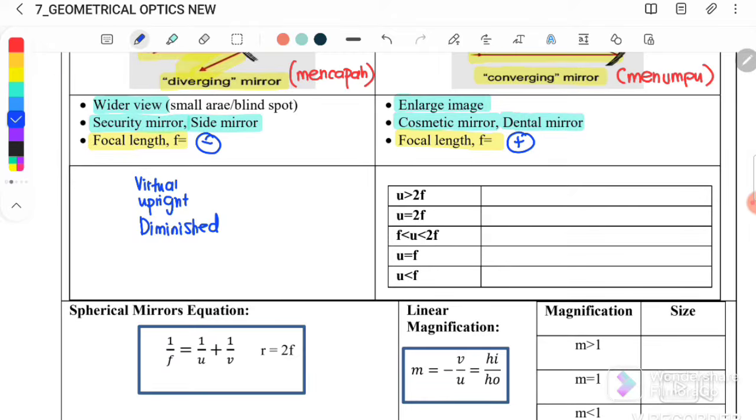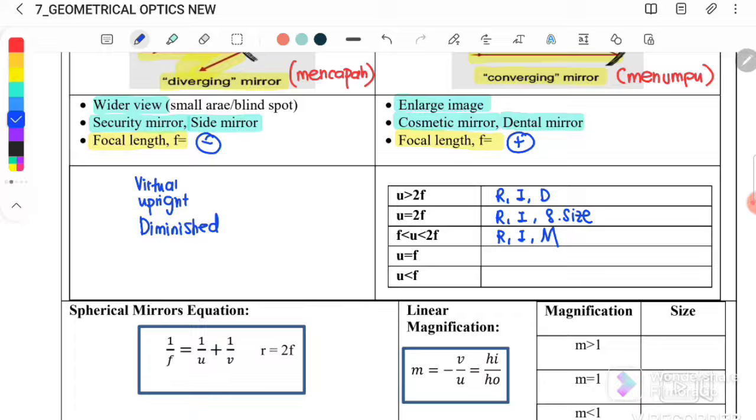We have 5 types of characteristics, depending on where the object is. If the object is greater than 2f, we get an image that is real, inverted, diminished. If the object is placed at 2f, the image is real, inverted, same size. If the object is placed between f and 2f, we get real, inverted, magnified.